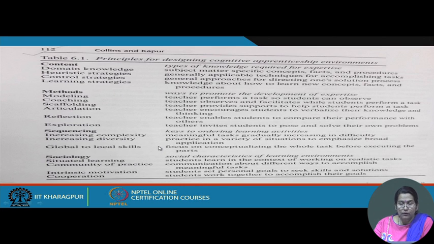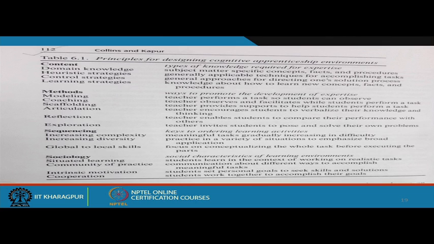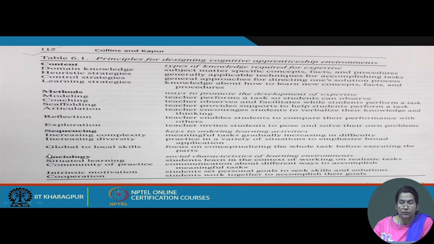That means first of all, in the first instance, we should have an overview of the whole thing, then translate it into the local skills or sub skills, bit by bit action plans. Then sociology, that is, in which context it has taken place, the situated learning context. Social characteristics of the learning environment. Community of practice: communication about the different ways of accomplishing the meaningful task.